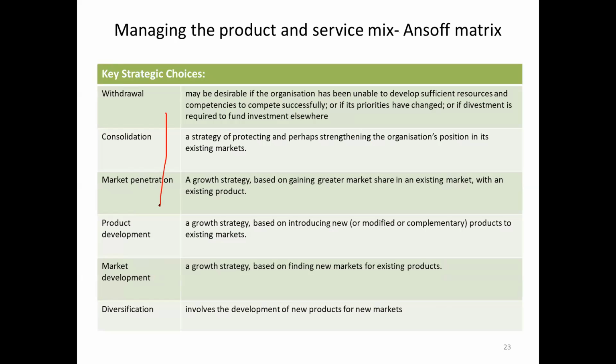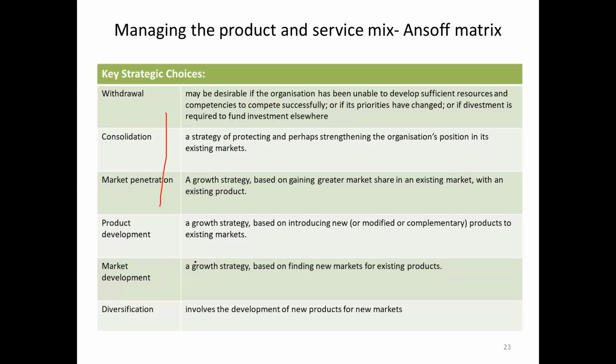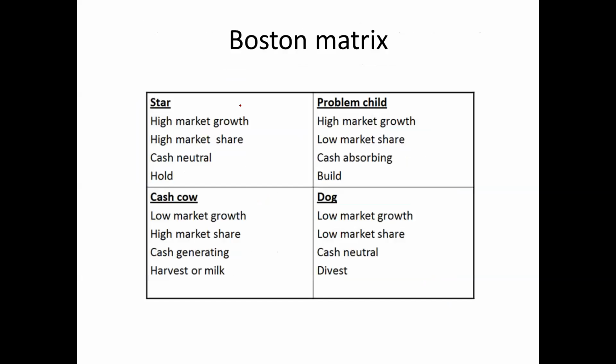Them three all link to the top left quadrant there, and the others link to the other three. So Ansoff's pretty straightforward. They aren't going to ask you about Ansoff. It would be a small part of an answer at best. They throw the Boston matrix in again for good measure.